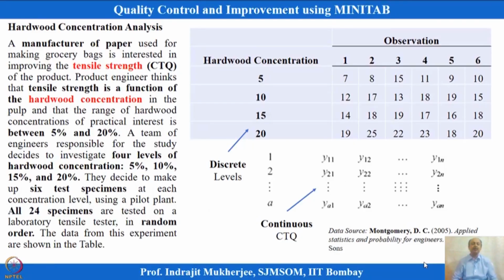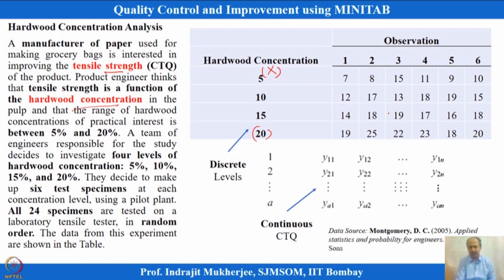So, we have taken a hardwood concentration example where the CTQ is tensile strength, and there is hardwood concentration. We have seen how to do the analysis and determine that 20 is the best level at which we have to set hardwood concentration, so as to maximize the CTQ response. We have used a combination of ANOVA analysis and a multiple comparison test, the Tukey test, to confirm which level I should freeze. Although we have identified that this is an important X factor which needs to be considered in further experimentation when we consider more X's.